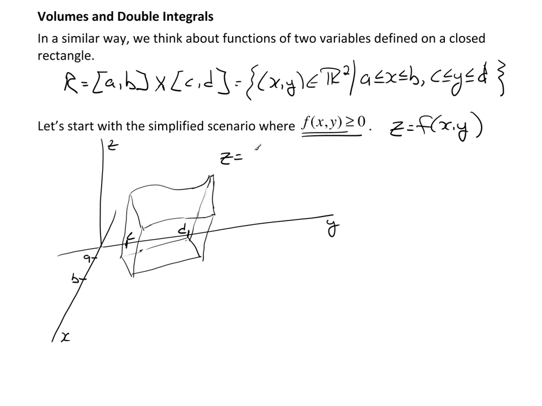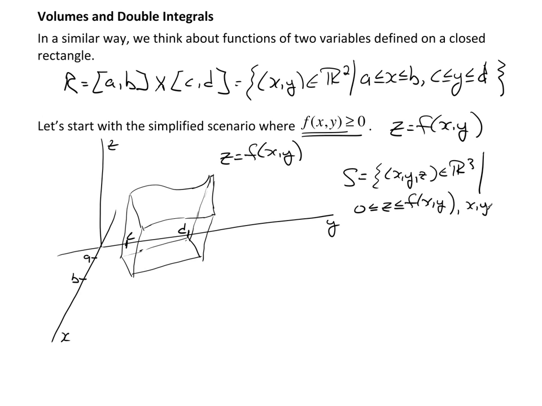This surface up here is actually what I'm thinking of as z equals f of x, y. So the surface is equal to all the points x, y, z that are in R3 such that 0 is less than or equal to z, which is less than or equal to f of x, y, and x, y are in this region R. Now I'm referring to this rectangle down here, R, as this region I'm talking about.